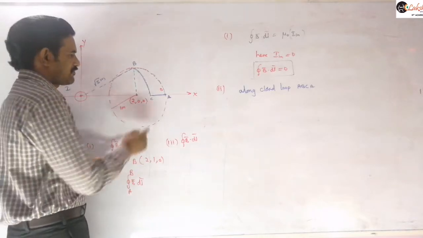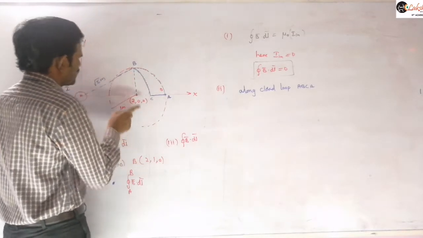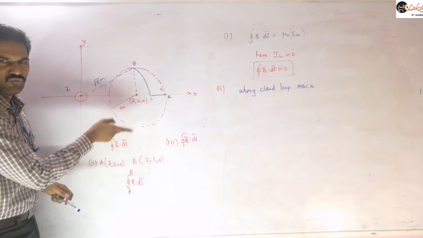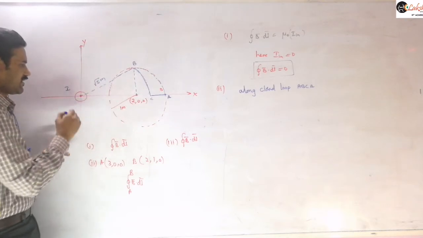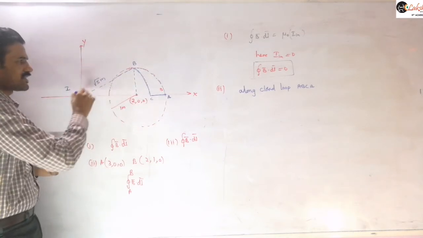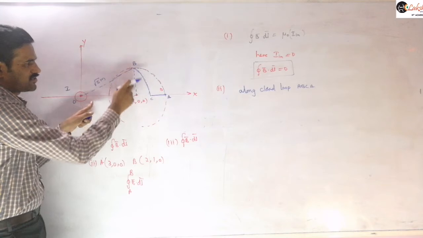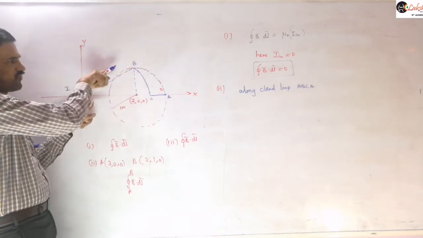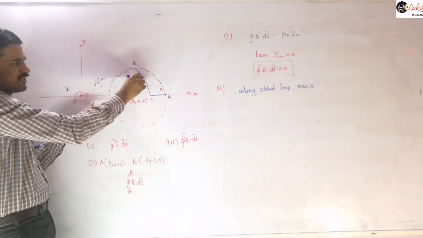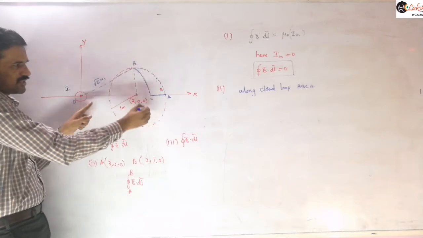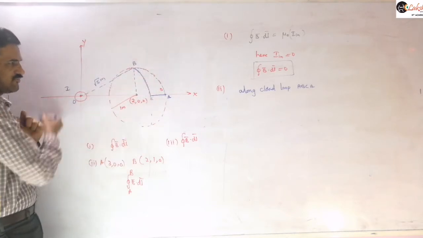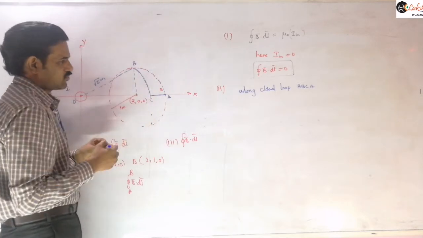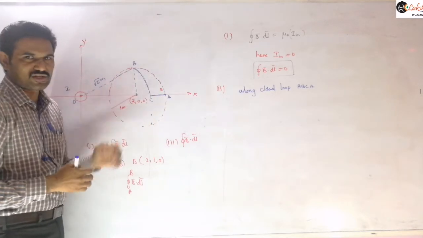To calculate that, I am taking a point C here such that BC will be a part of a circle with OB as the radius. If you take OB as the radius, this is 2 and this is 1, so by Pythagoras theorem we can say it is root 5. So with root 5 meters as the radius, if you draw the circle here, then that circle will be like this. Up to this point I am taking this as a closed loop. So this is the closed loop we are calculating.